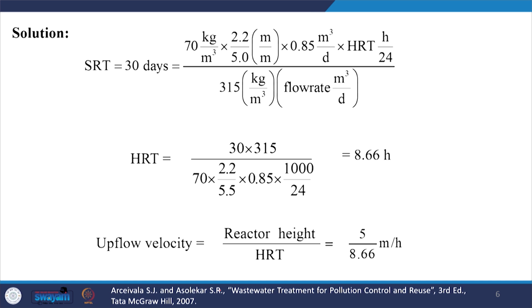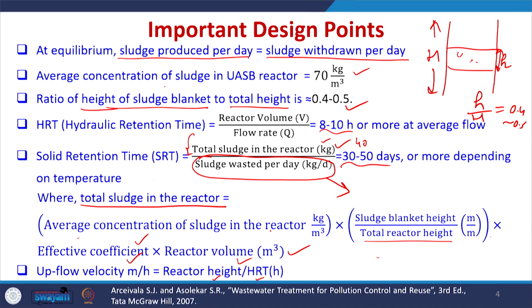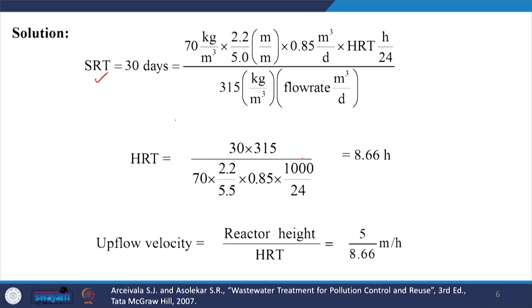Now, the formula for SRT is like this: solid retention time is equal to total sludge in the reactor divided by sludge wasted per day. So, we are going to use this formula. Now, sludge wasted per day is 315 kg per meter cube into the flow rate. Okay, so, the overall formula can be calculated.